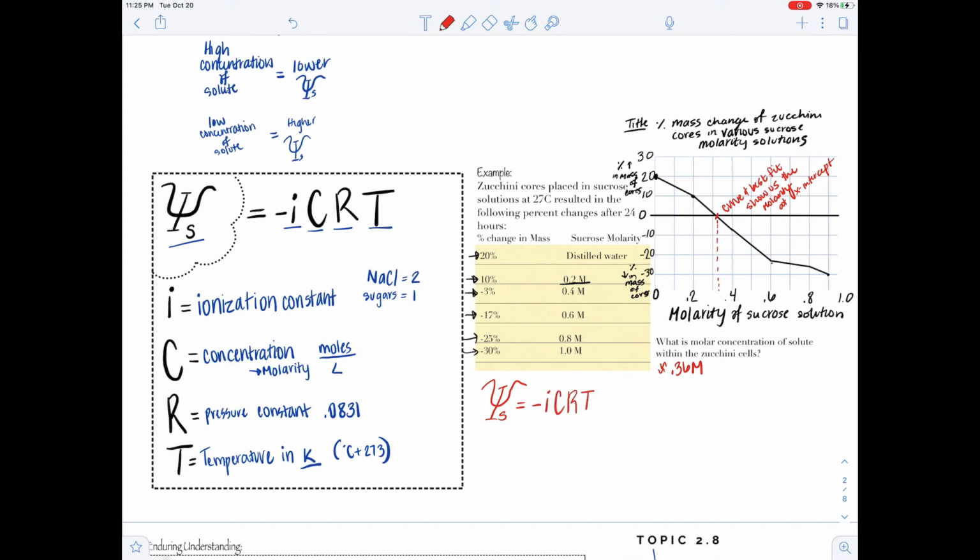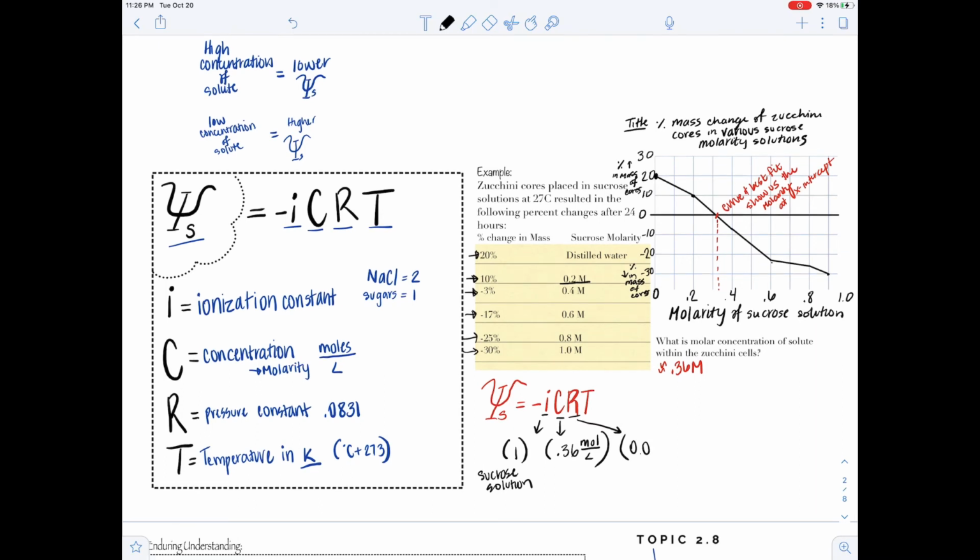So the formula for solute potential is negative iCRT. Now we can go ahead and use what we have and calculate solute potential. i is going to be 1 because we're looking at sucrose. C is what we just figured out using the chart, 0.36 moles over liters. R is always going to be that constant for pressure, so 0.0831.